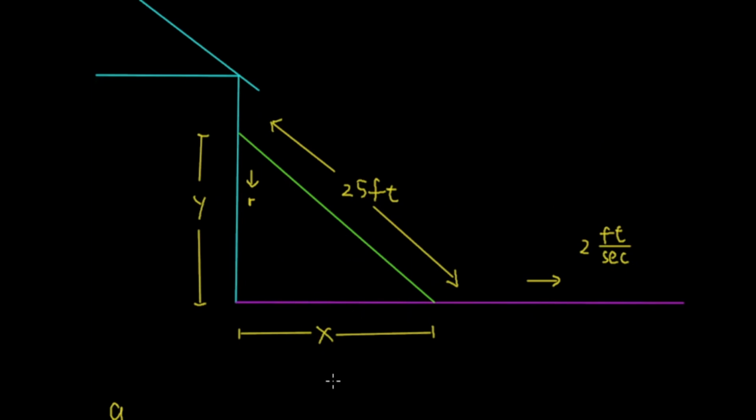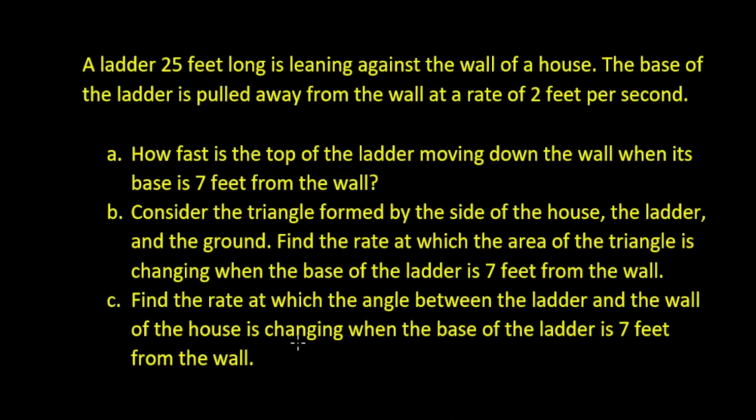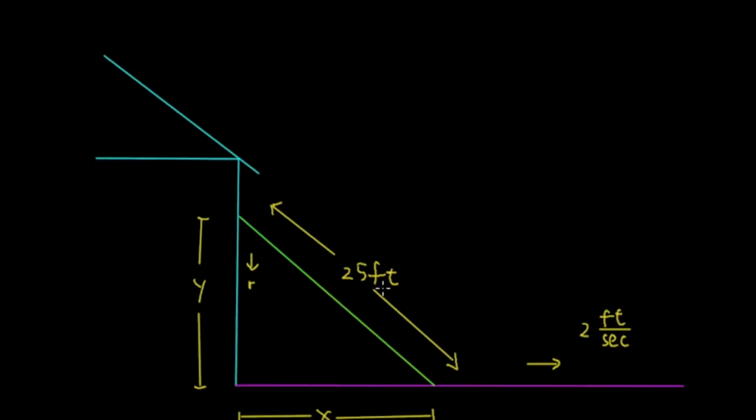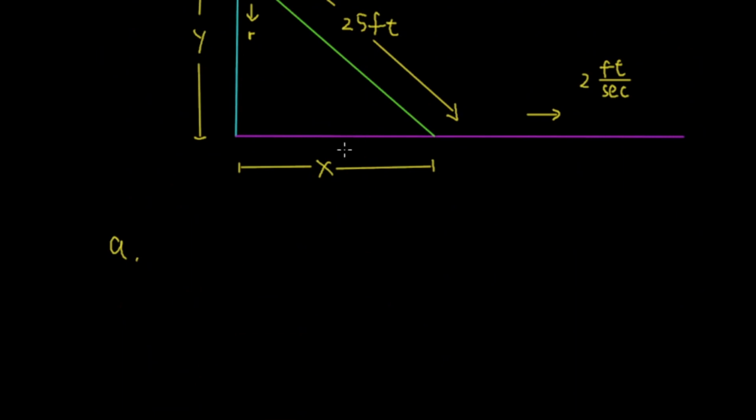We do know what X is from the question, right? When the base is 7 feet away from the wall. So we will look at X as 7 feet. So X equals 7 feet, okay? So from here to here is 7 feet at that time.